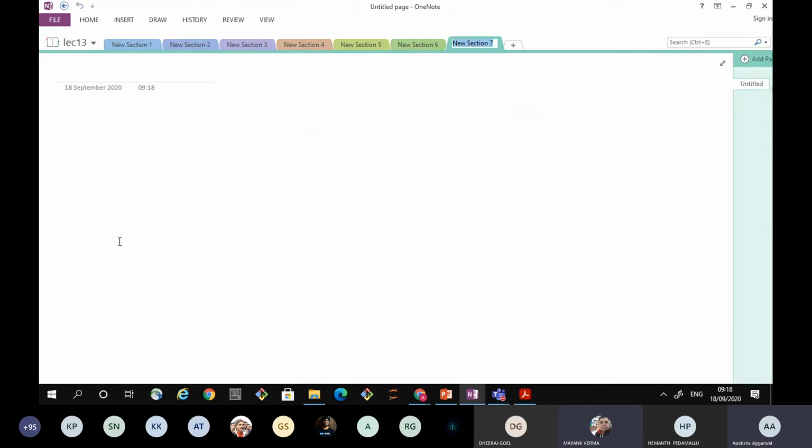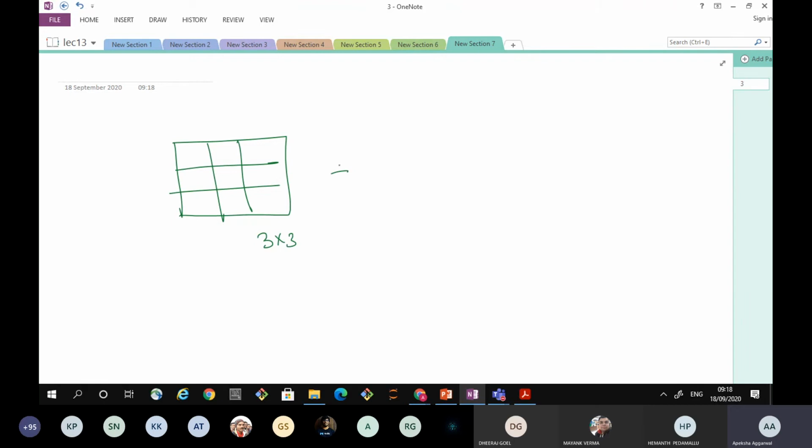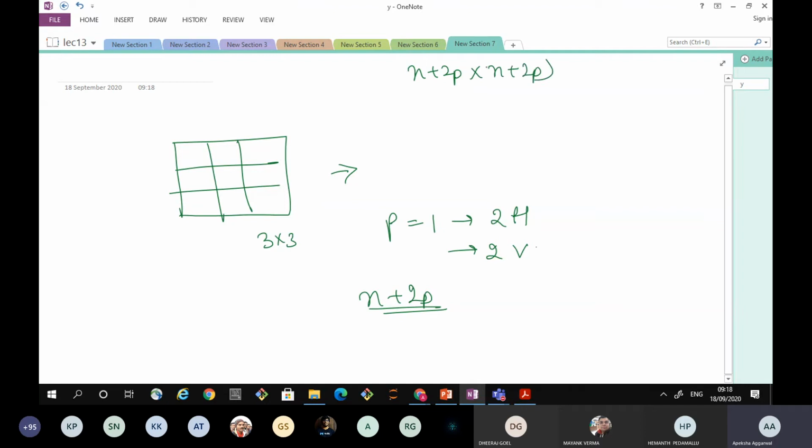Okay. So suppose I have this image, I'm making a simpler image. This is 3 cross 3 and I'm doing a padding of 1. Padding of 1 means 1 in the horizontal direction, so 2 times in the horizontal direction and 2 times in the vertical direction, because n plus 2p. So the size of the new image should be n plus 2p cross n plus 2p, that is 5 cross 5, because n is 3.